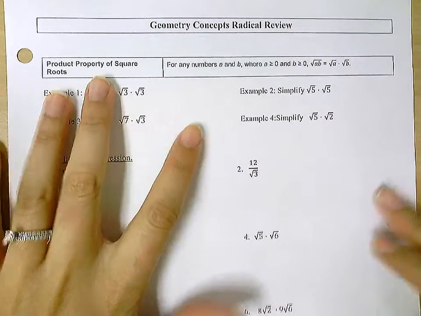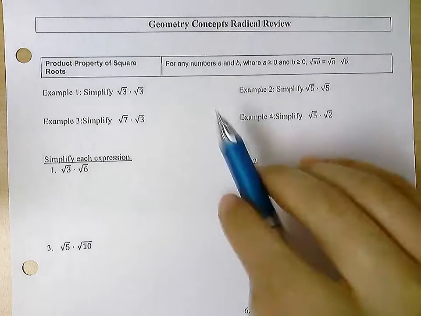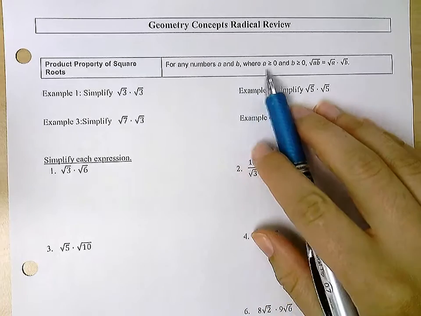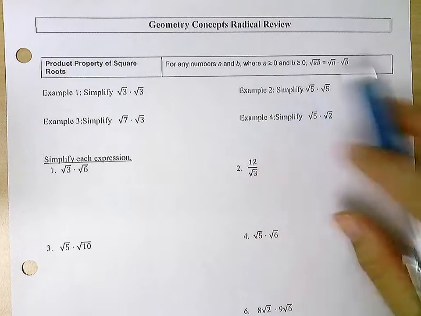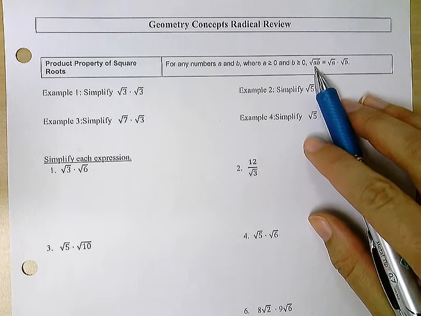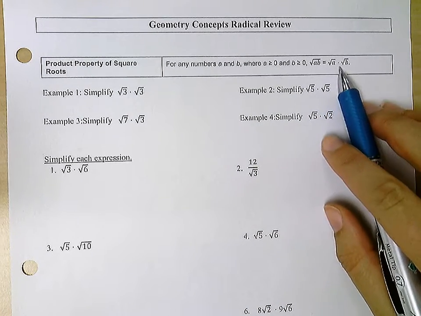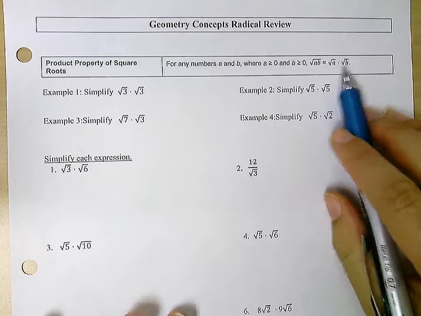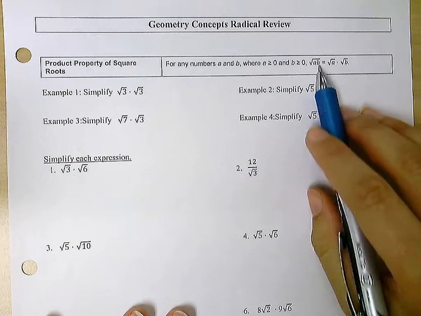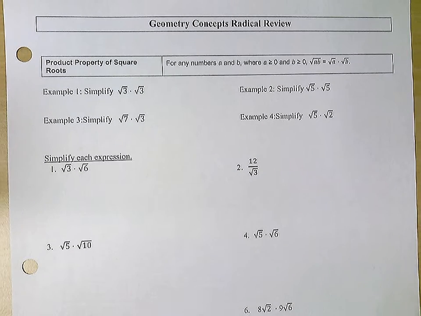Okay, so here I have the product property of square roots. So for any numbers a and b, where a is greater than or equal to 0 and b is greater than or equal to 0, the square root of a times b is equal to the square root of a times the square root of b. So when we multiply two roots together, we multiply them inside that radical.